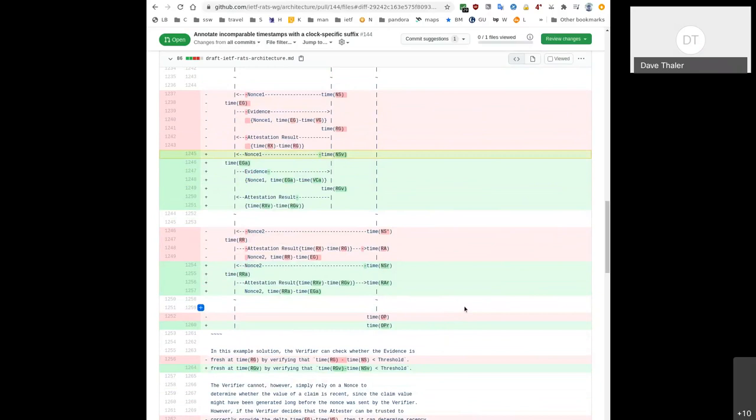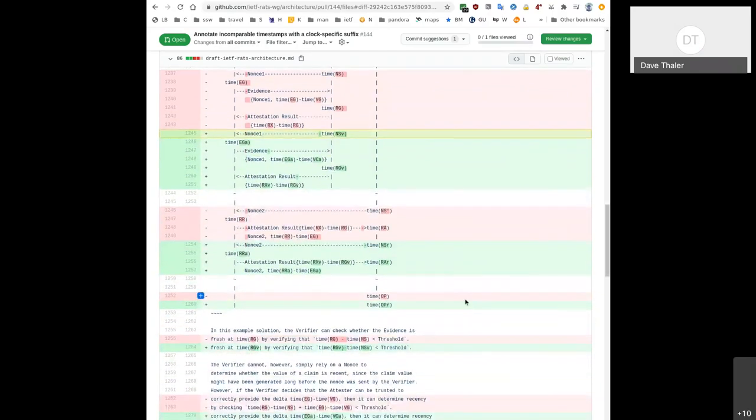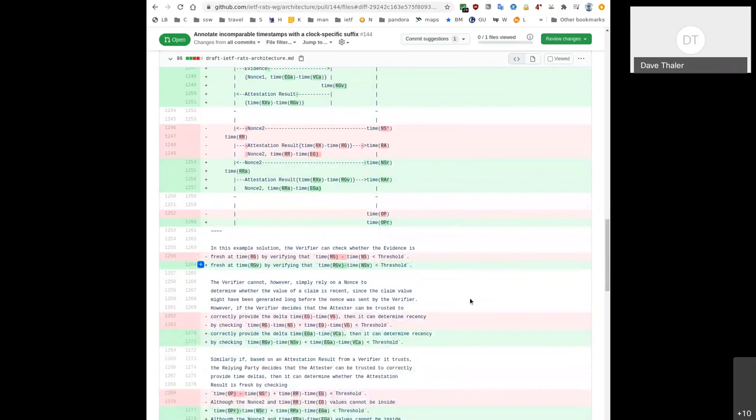And then the last nomenclature difference that you'll see between mine and Hank's, as you'll see in the document right now, you can see all the deltas are expressed as time A minus time B. And in Hank's PR, he has it as delta parentheses A comma B. And my comment is we should just pick one and use it, whether it's time A minus time B or delta A comma B.